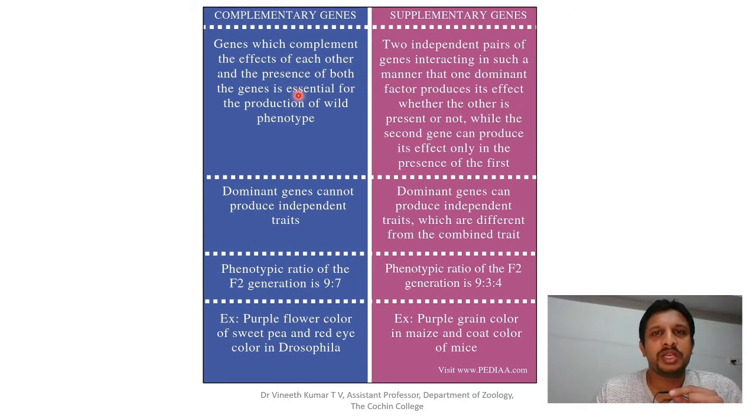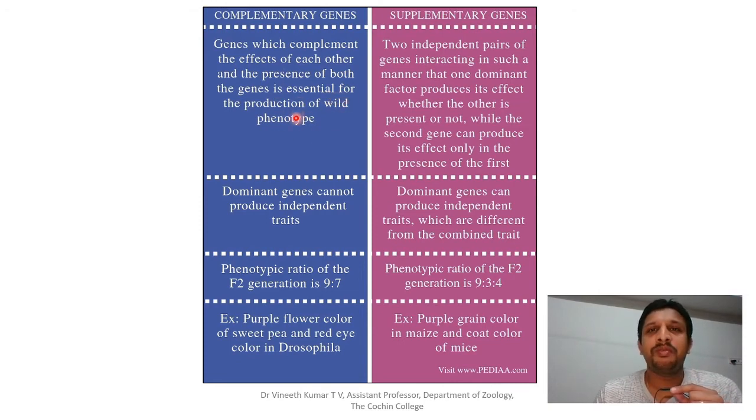In complementary interaction, both the dominant genes are essential for the production of a particular trait. Neither of them is independent. When they are present alone in a particular plant or organism, they do not produce a particular trait. They do not express. So if it is a flower color, if both the dominant genes are present alone, they do not express any color, that will be white. But when both the genes are present together, they will produce a particular phenotype.